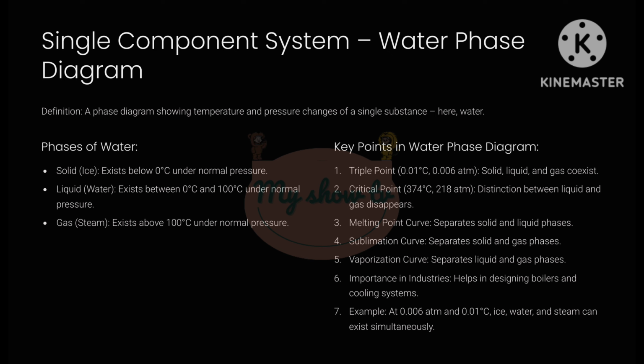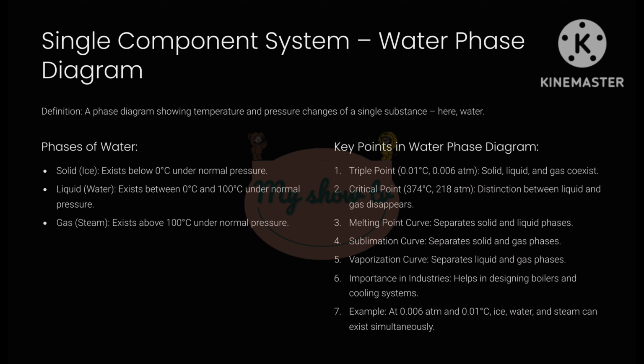Key points in the water phase diagram. 1. Triple point, 0.01 degrees Celsius, 0.006 atmospheres. This is a unique combination of temperature and pressure where ice, liquid water, and steam coexist. 2. Critical point, 374 degrees Celsius, 218 atmospheres. Beyond this point, water and steam become indistinguishable, forming a supercritical fluid.